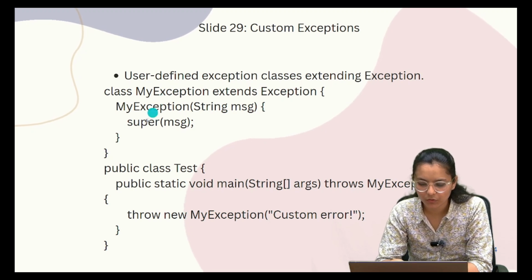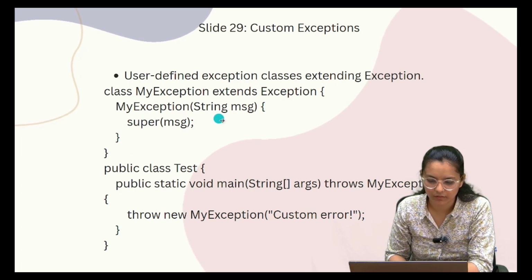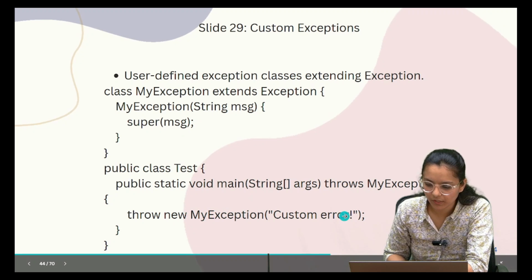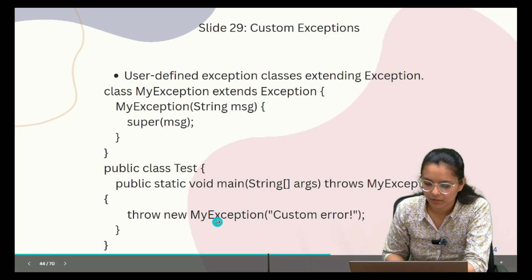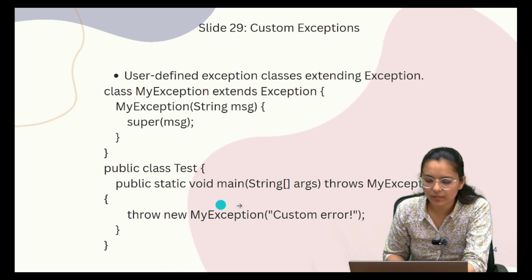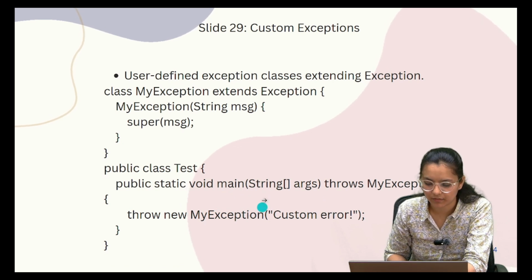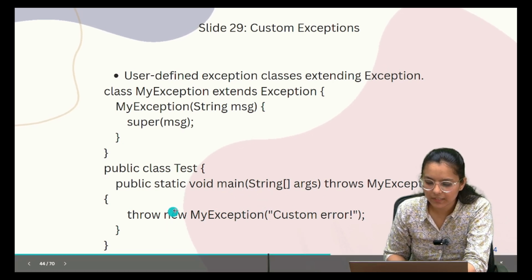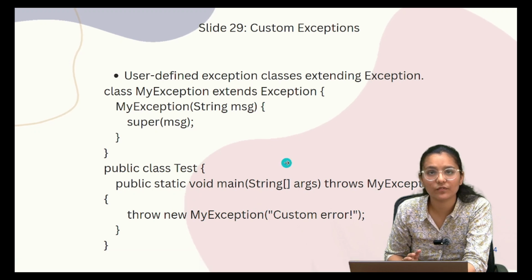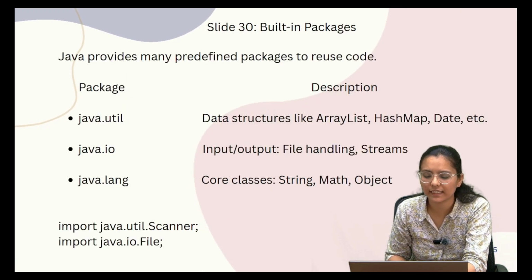When we use throw new MyException, it throws your message, like the custom error. This is useful when you want to handle specific situations like invalid marks, wrong age, etc. At that time we will use the custom exception.